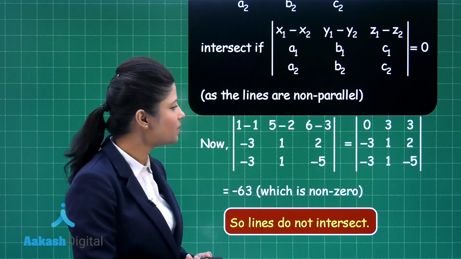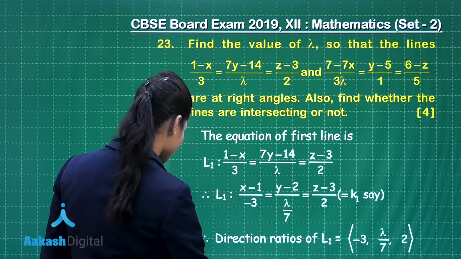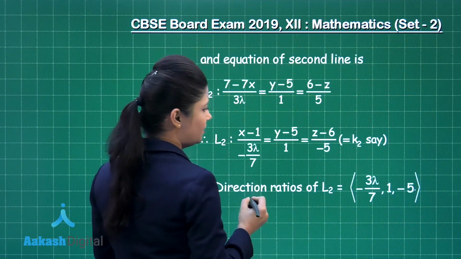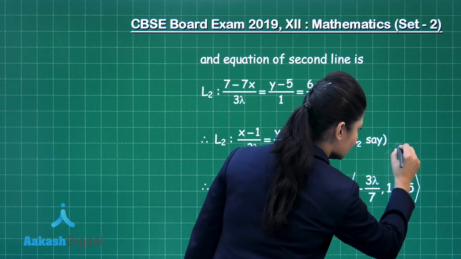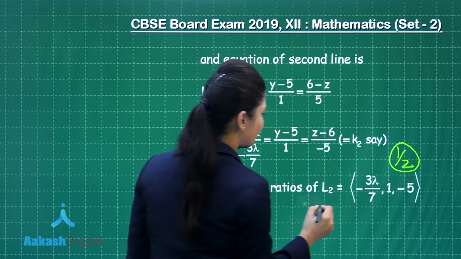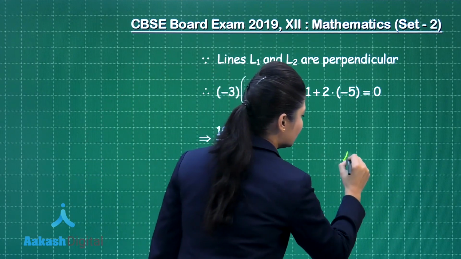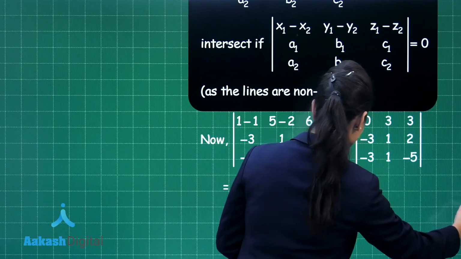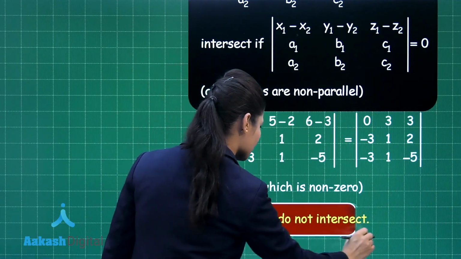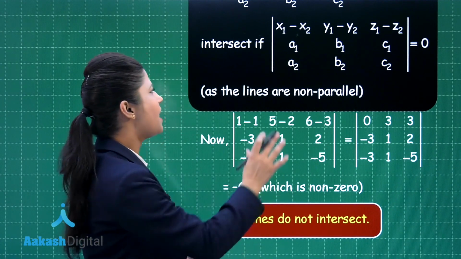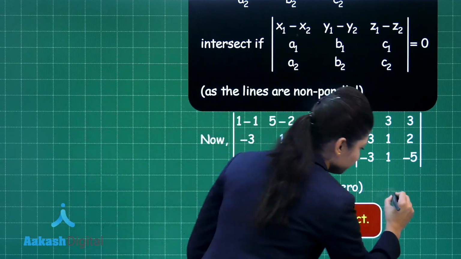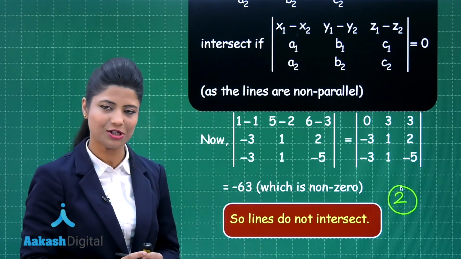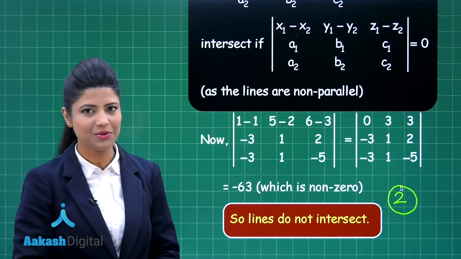As it was a 4-marker question, when you obtain the direction ratio for the first line, you will obtain half a mark, and for the direction ratio of the second line, you will obtain half a mark. Next, to obtain the value of lambda, you will obtain 1 mark. And finally, you show that these two lines do not intersect. Till this step, after writing this statement, you will get the complete 2 marks. So that gives you a total of 4 marks for this question. I hope it is clear to you. Let's proceed to our next question.